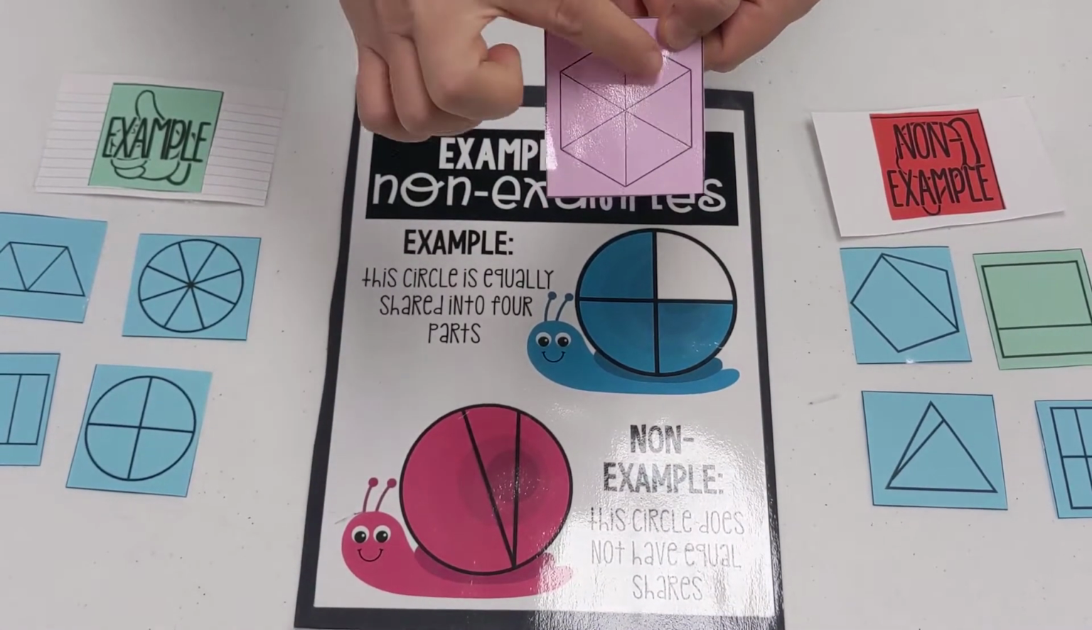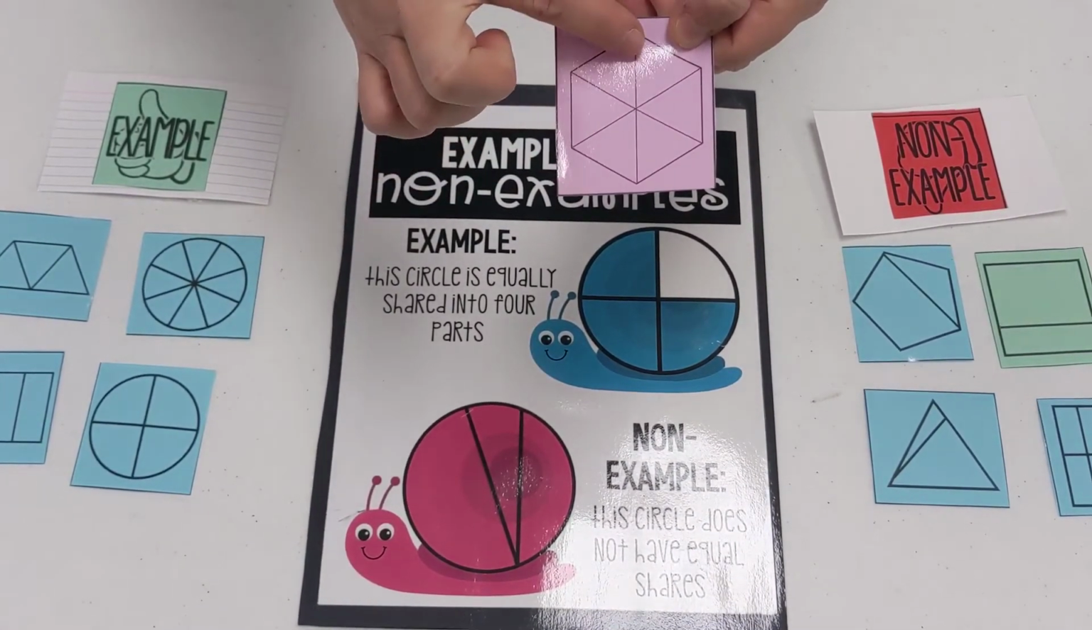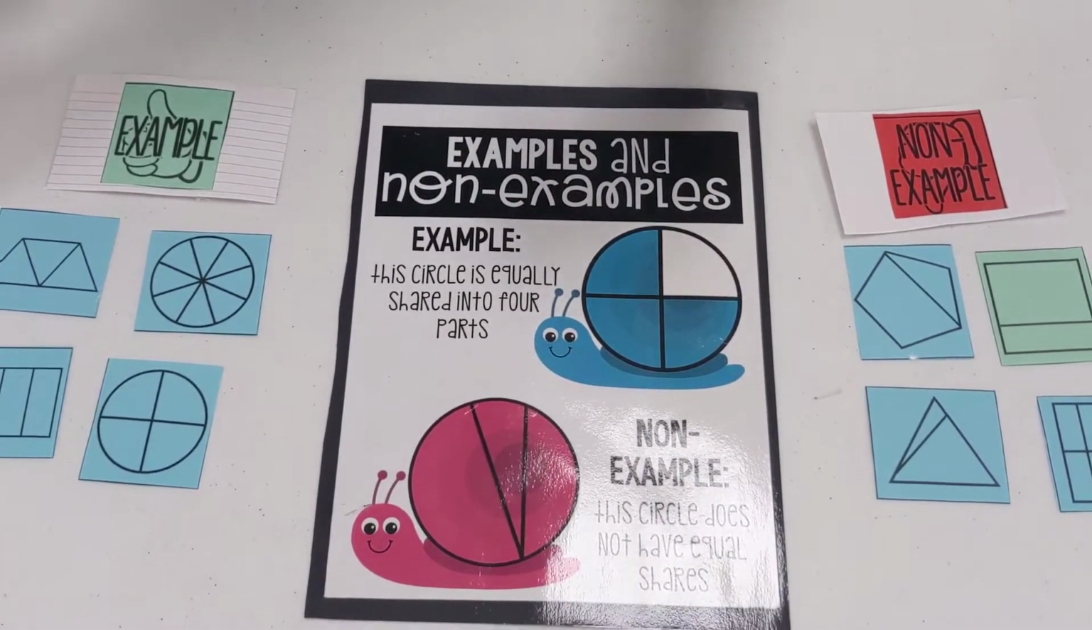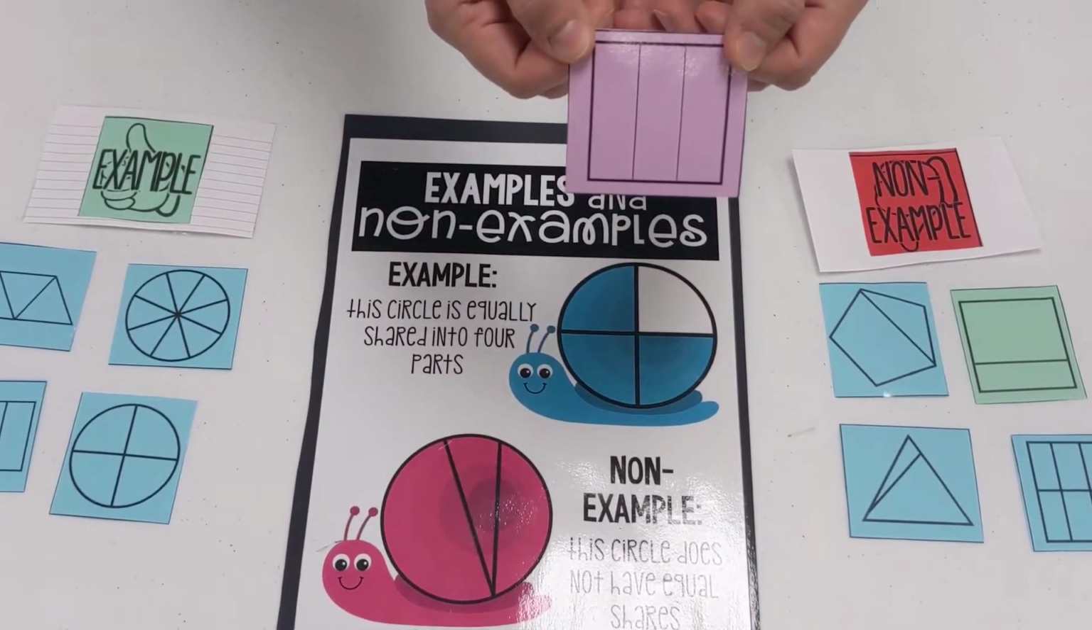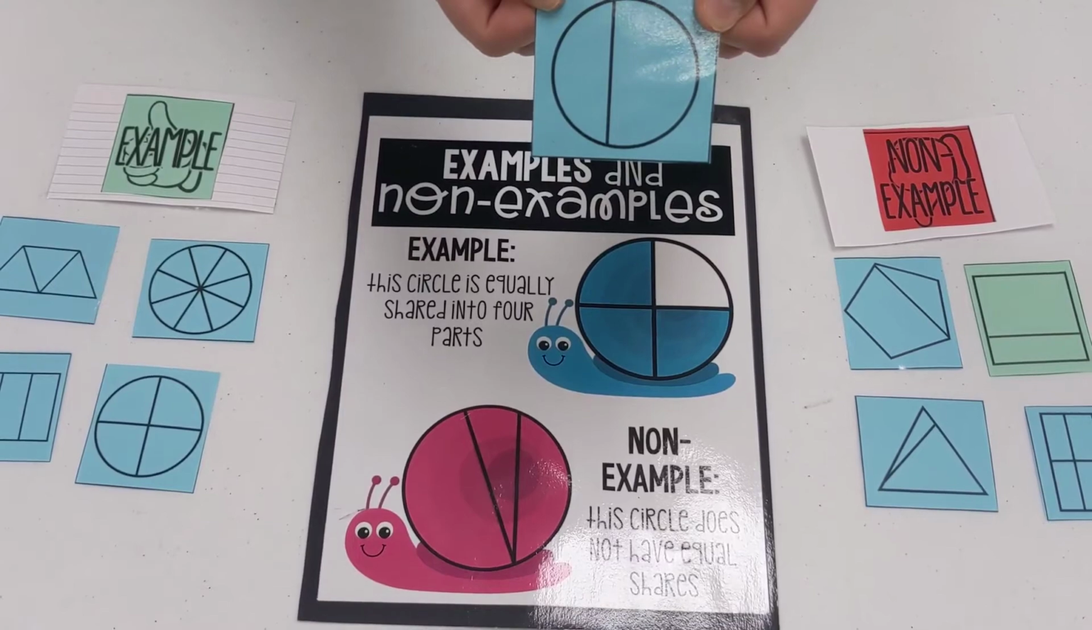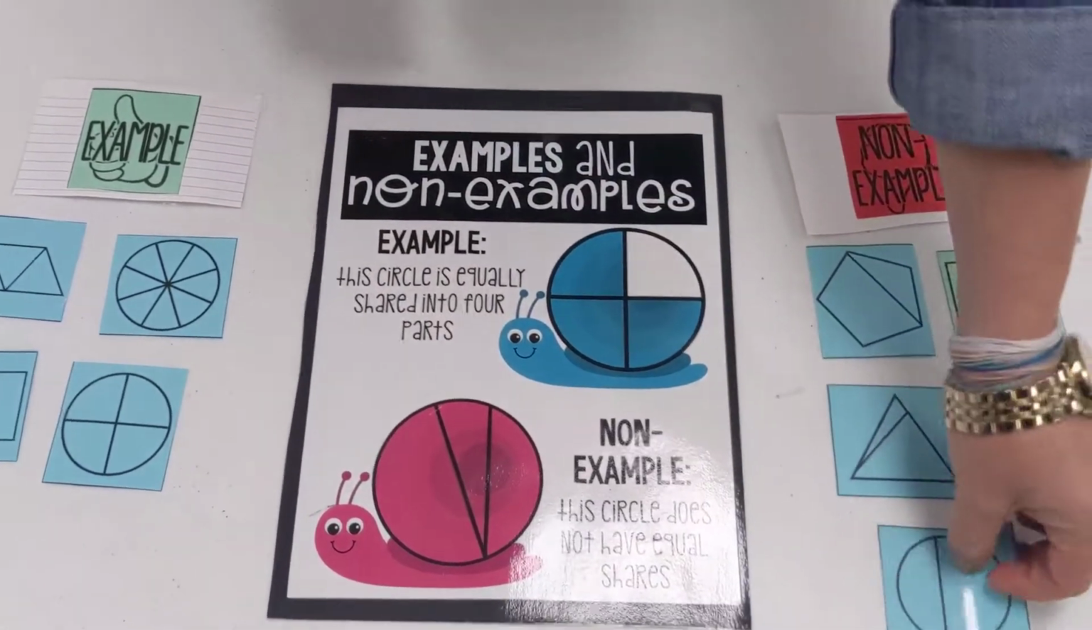Yes, this one's cut into a whole lot of pieces. 1, 2, 3, 4, 5, 6. This is cut into sixths, but they are all equal parts. Thirds, yes, they are equal parts. 2 parts, but they are not equal. So this one would be thumbs down.